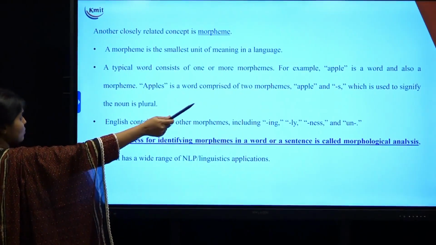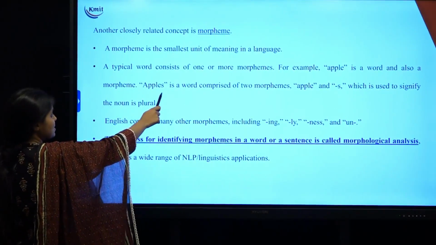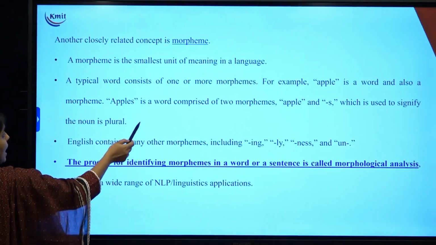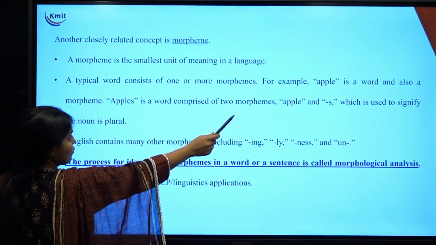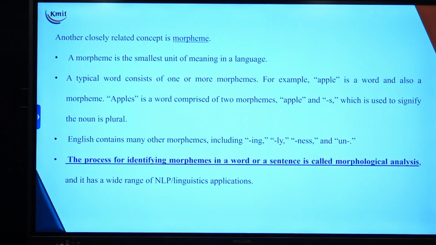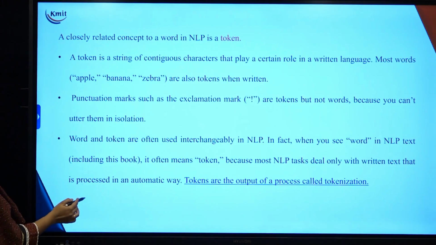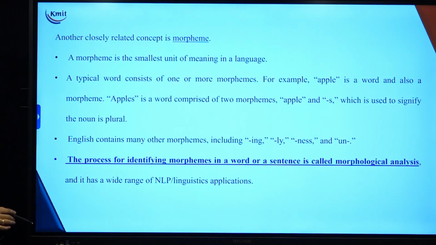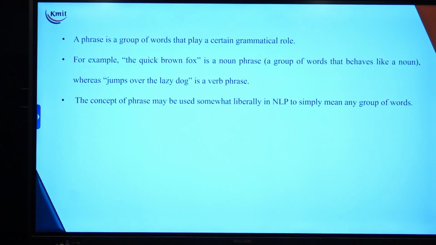For example, apple is a word and also a morpheme. Apples is a plural form, a word comprised of two morphemes, apple and s, which is the plural form of apple. English contains many other morphemes like acting, act and ing, ly, ness and un. The process of identifying morphemes in a word or sentence is called morphological analysis. Just remember these terms: tokenization for identifying tokens, and morphological analysis to identify morphemes.